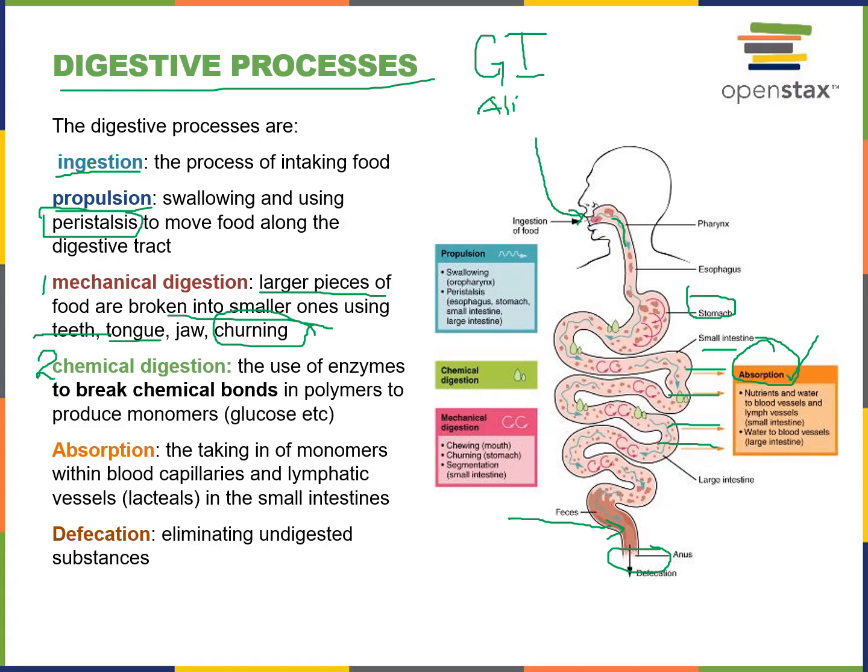And like I said, chemical digestion is the use of enzymes to break chemical bonds and produce a new chemical product. So with mechanical digestion, there is no new product. All you get is a smaller piece of the original. And absorption is the transport of the final monomers from the alimentary canal, from the GI tract, into blood capillaries, and also lymphatic capillaries in the small intestine. And of course, we all know what defecation is.